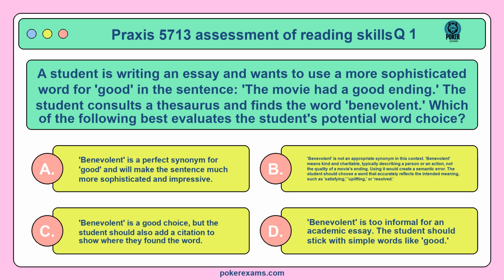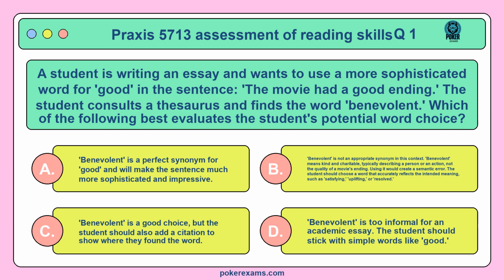Question 1. A student is writing an essay and wants to use a more sophisticated word for good in a sentence. The movie had a good ending. The student consults a thesaurus and finds the word benevolent. Which of the following best evaluates the student's potential word choice?